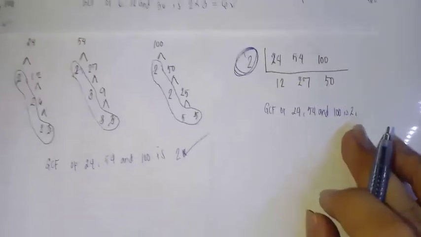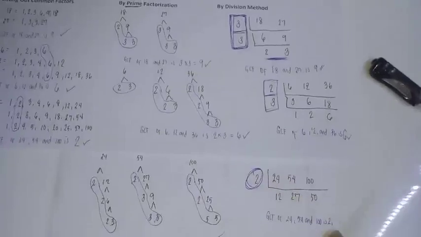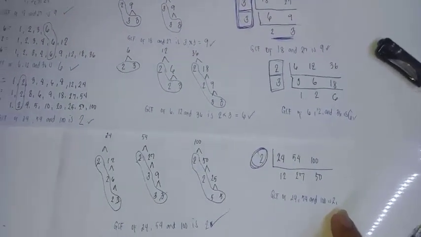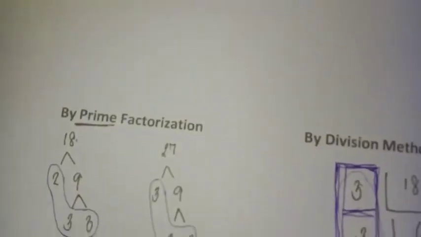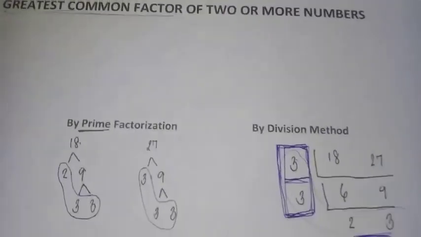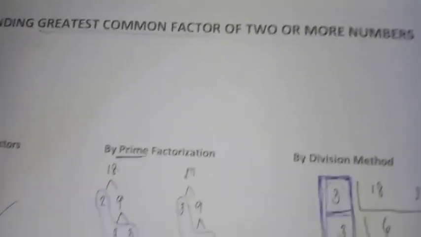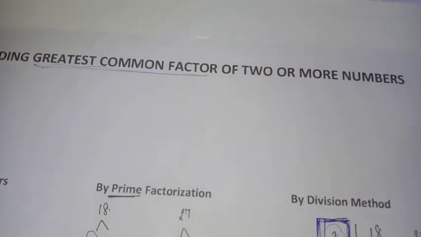So we get the same GCF gamit yung listing out factors and prime factorization, and also by the division method. So this is how we get the greatest common factor of 2 or more numbers. So next topic is finding the least common multiple of 2 or more numbers.